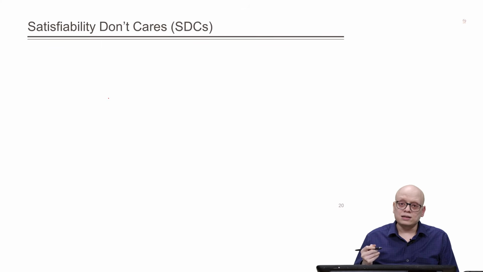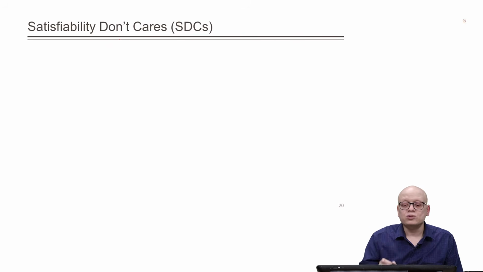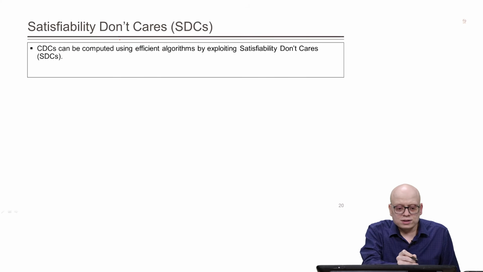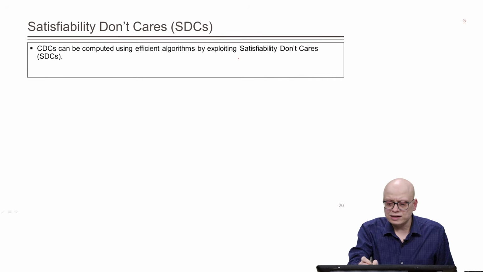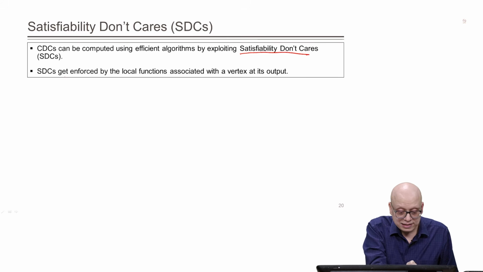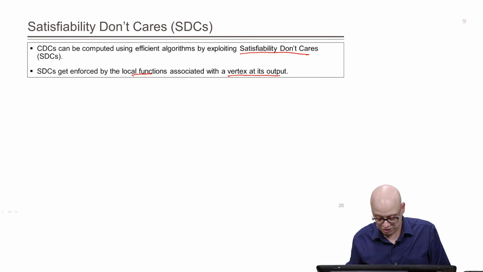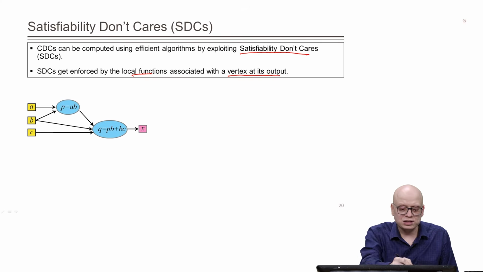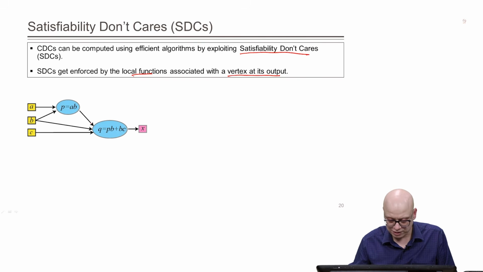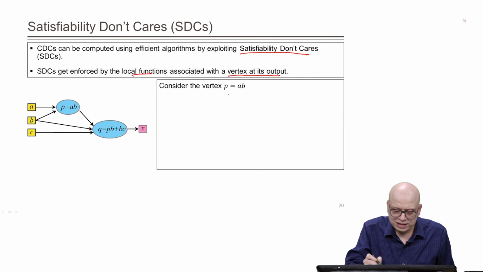In a large network, what the tool does is that it employs satisfiability don't cares to derive controllability don't cares. Now, what are satisfiability don't cares? CDCs can be computed using efficient algorithms by exploiting satisfiability don't cares or SDCs, and SDCs get enforced by local functions associated with the vertex and its output. So, let us take an example. Suppose this was the network, the same network that we saw in the last slide. Now, consider the vertex P is equal to AB. We are considering this vertex.